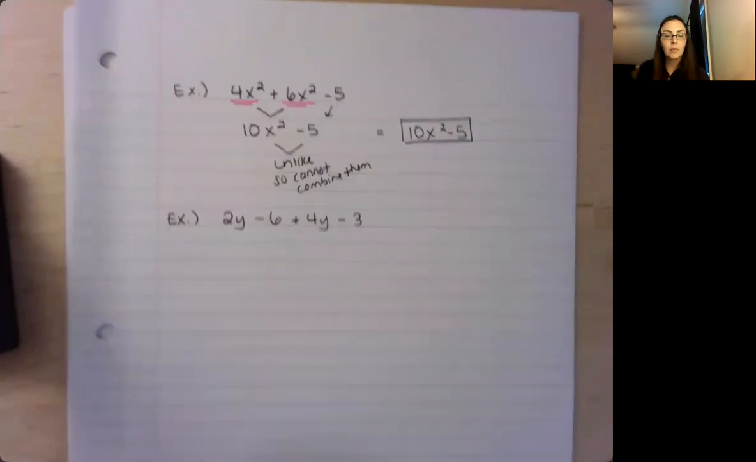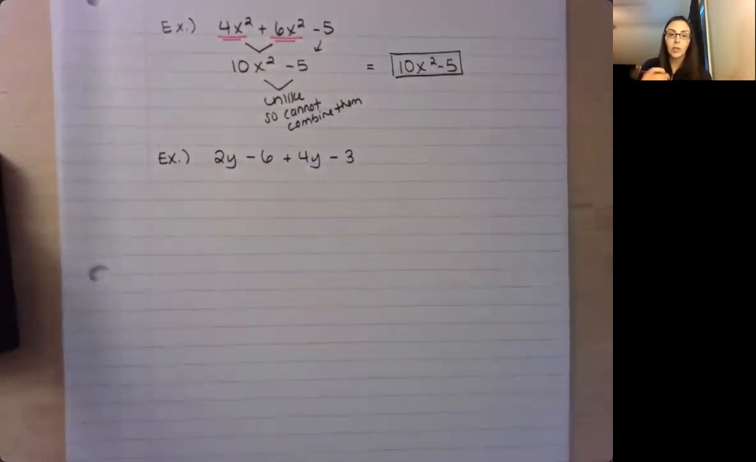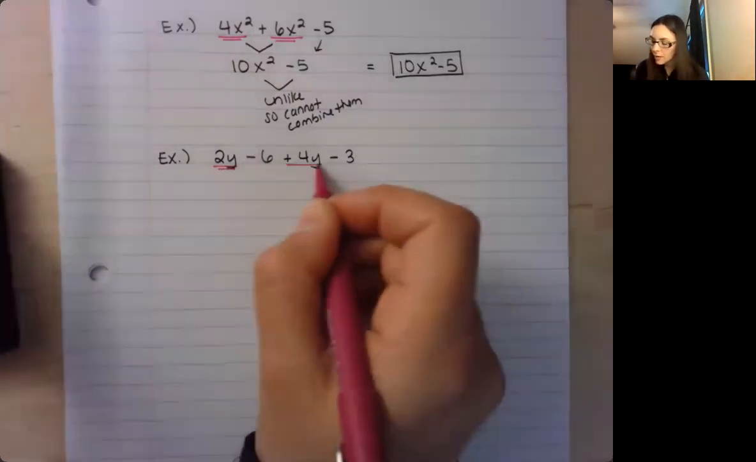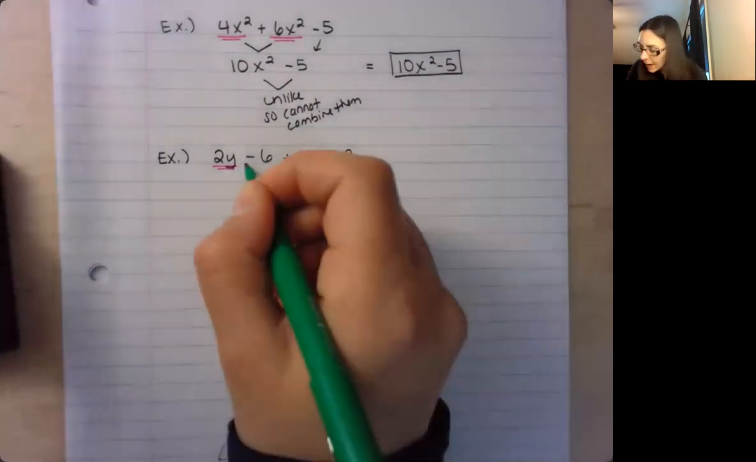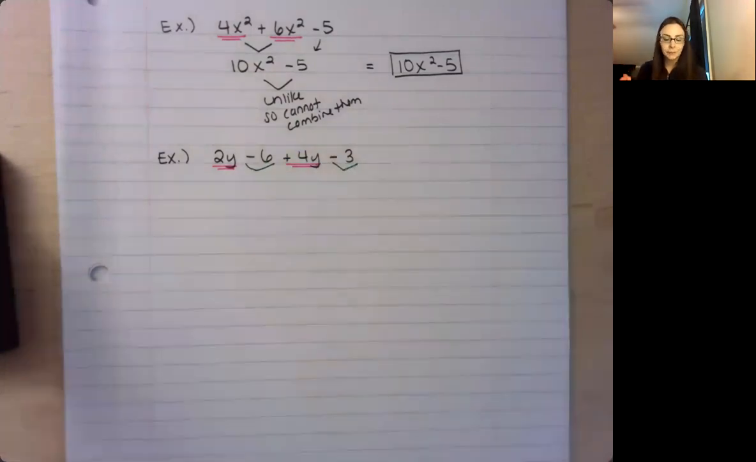Let's do another example. Again, kicking up a little bit here. So when we combine, we're looking for like terms. So what do I see that's like? I see a 2y and a 4y. And I also see two constants, right? I see this -6 and this -3. So we're going to combine them together.